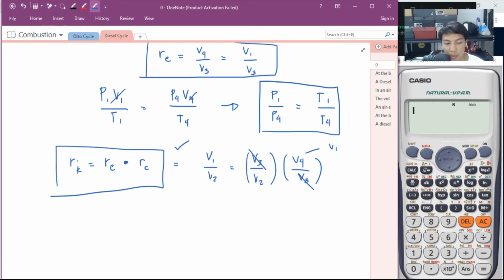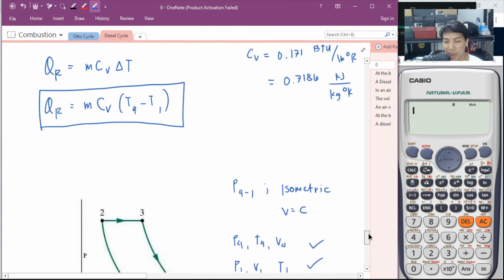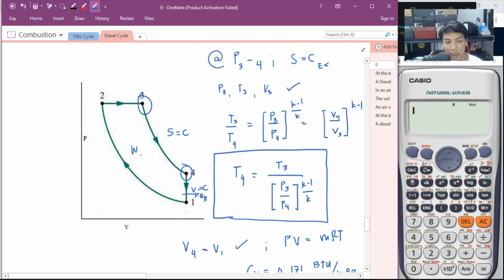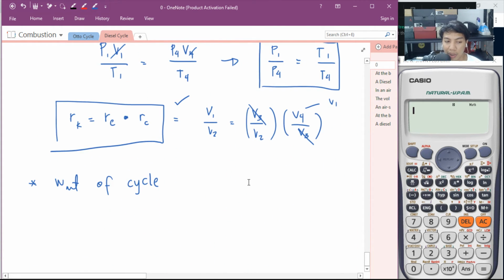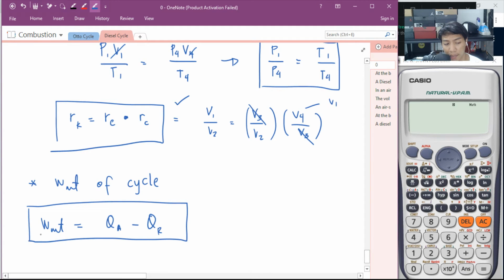Now, we'll go with the work net of the cycle. The work net of the cycle simply is the area under this region. So, kung may work net of the cycle, paano natin makukuha yan? The work net of the cycle is simply equal to QA minus QR, or the total heat added minus the total heat rejected, or wala ka namang work dyan na pag-uusapan. That is the work net of the cycle.